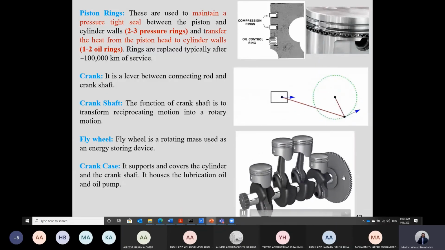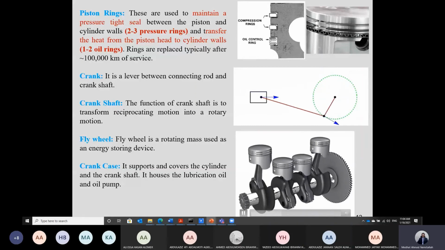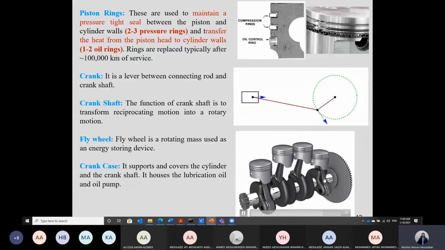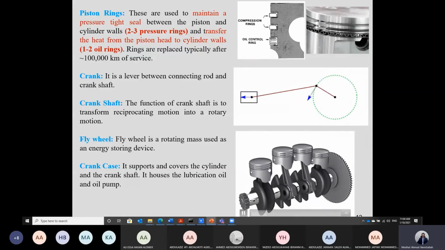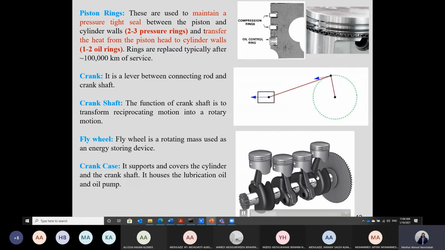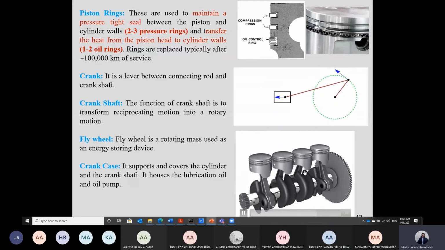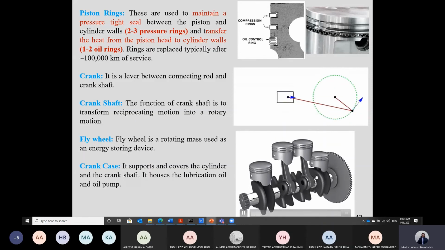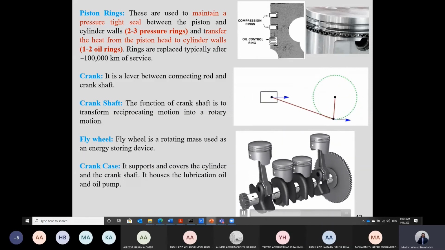So if you look here, Shabab, at the connection between the piston and the crankshaft, there is a counterbalancing weight here. So what is the function of this counterbalancing weight, Shabab?